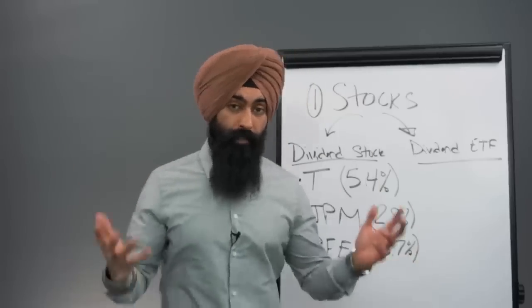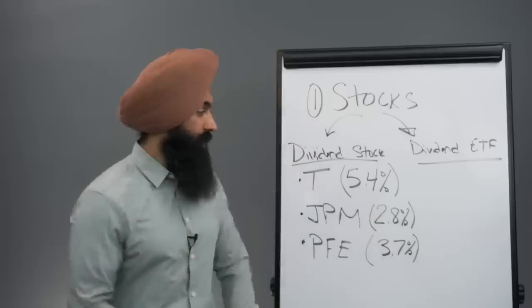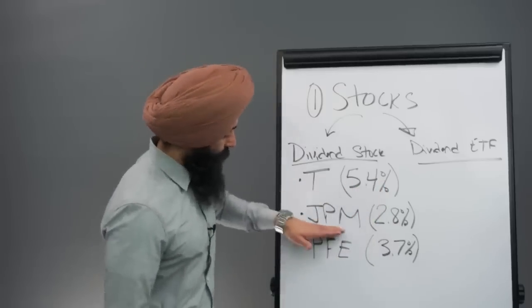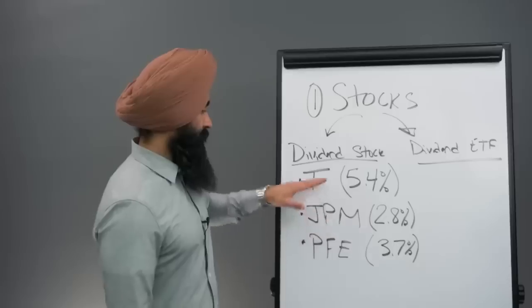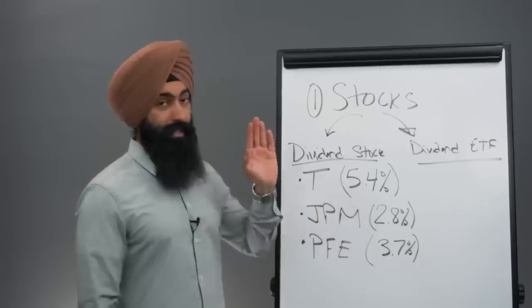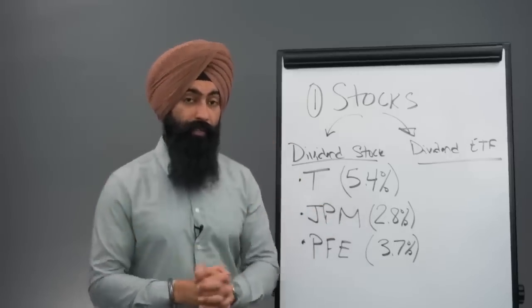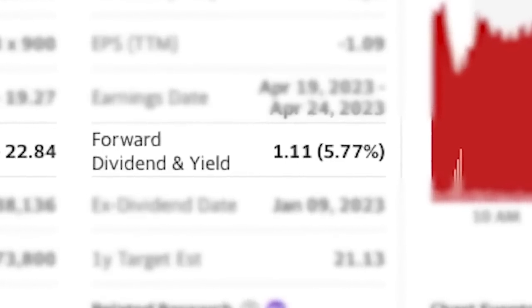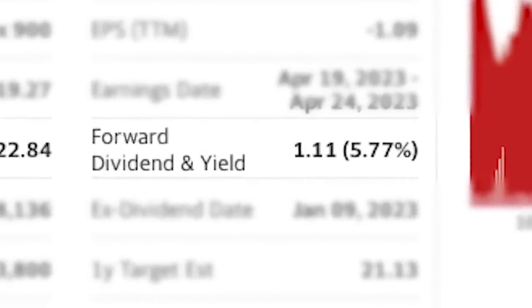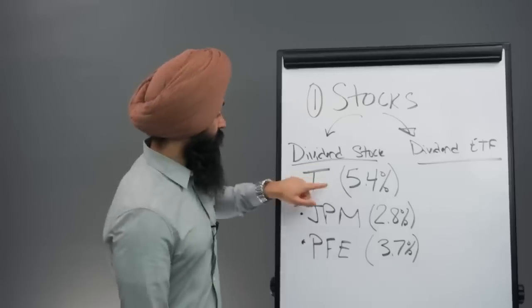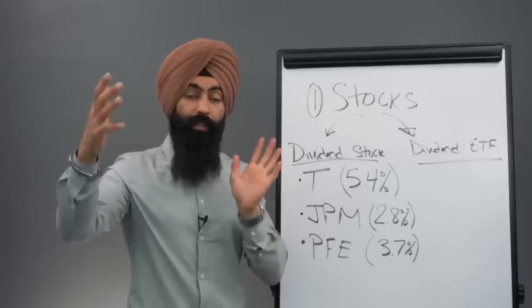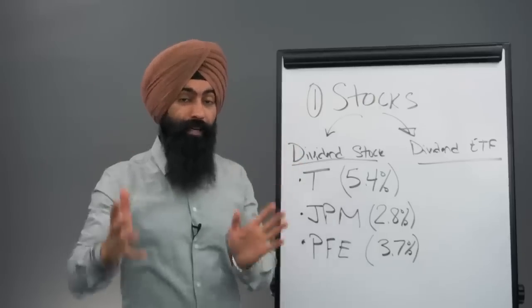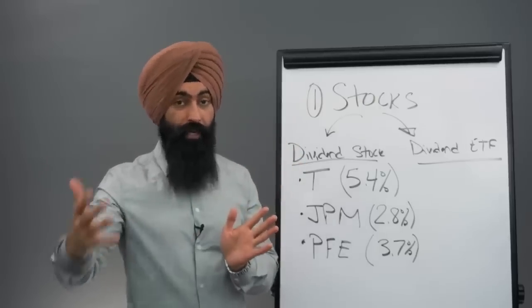So a few examples of dividend-paying stocks that people like to look at are AT&T, JP Morgan, and Pfizer. These are three different ticker symbols. If you invest into the AT&T stock at the time we're recording this video, they are paying a 5.4% dividend yield. That means if you were to invest $100 into this company, in 1 year they would pay you $5.40 over the course of the year in cash flow.